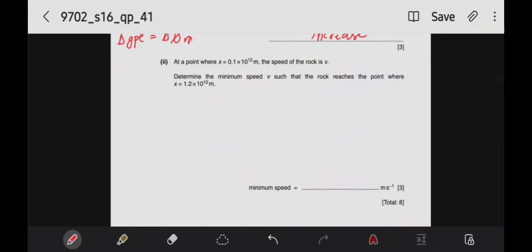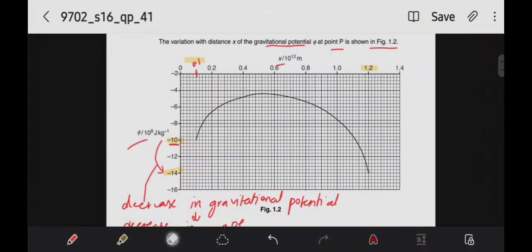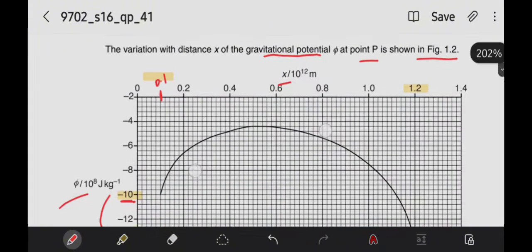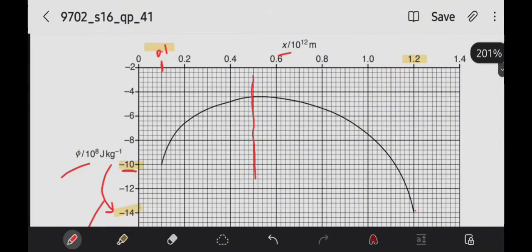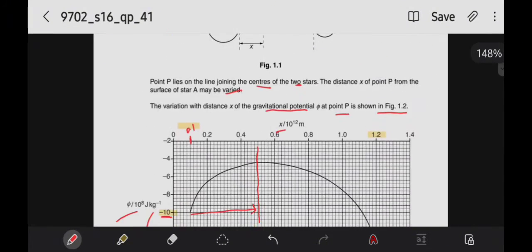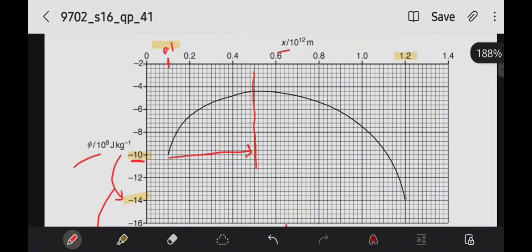At part 2, at a point where x is this, the speed of the rock is v. Determine the minimum speed v such that the rock reaches the point where x is equal to 1.2 into 10 to the power 12. Let's look at the graph again. If we say that from this point to this point, the rock is moving away from star A, and we say that the GPE is increasing. Why? Because it is going from minus 10 to minus 4.